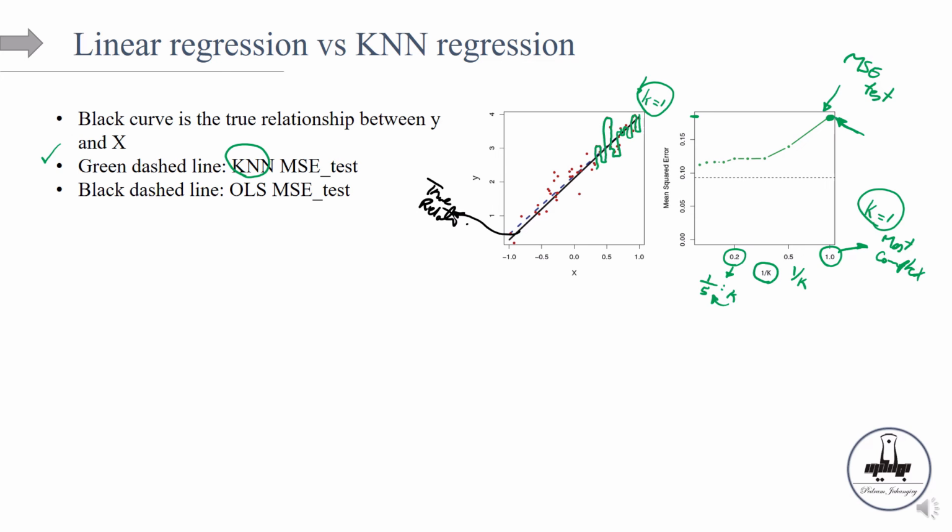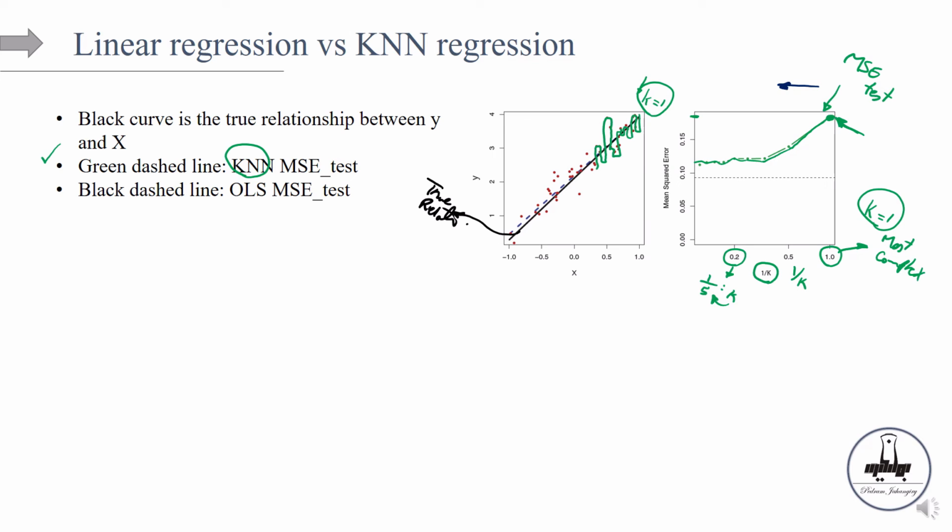So we are here. Then as we increase k, we go to the left, right? So as we increase k, we go in this direction, and it seems that the MSE in the test set is going to decrease. Okay, so this is how the MSE in the test set is going to look for different values of k.